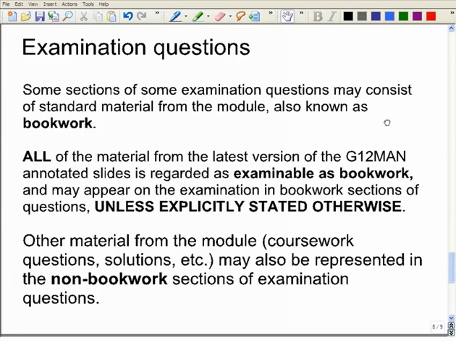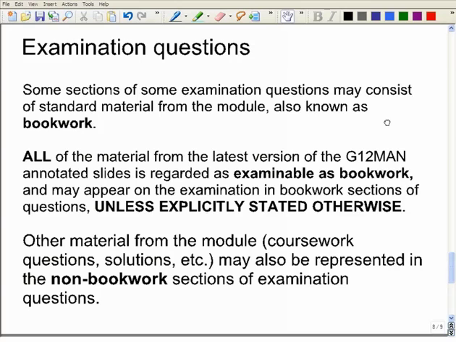Now, what kind of thing can come up on examination questions? Well, there's material that I call bookwork. Maybe about half of each exam question, varying. Some of them less, some of them more. But on average, maybe about half of each exam question might be bookwork. Maybe even as high as 60%. It'll vary from question to question. And some questions will be not bookwork at all.